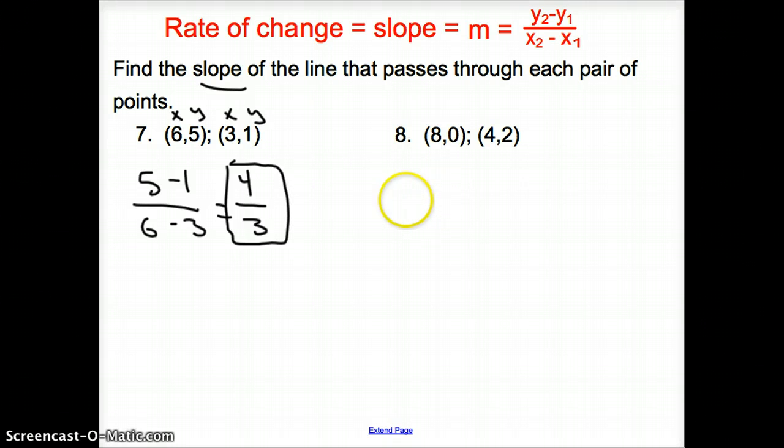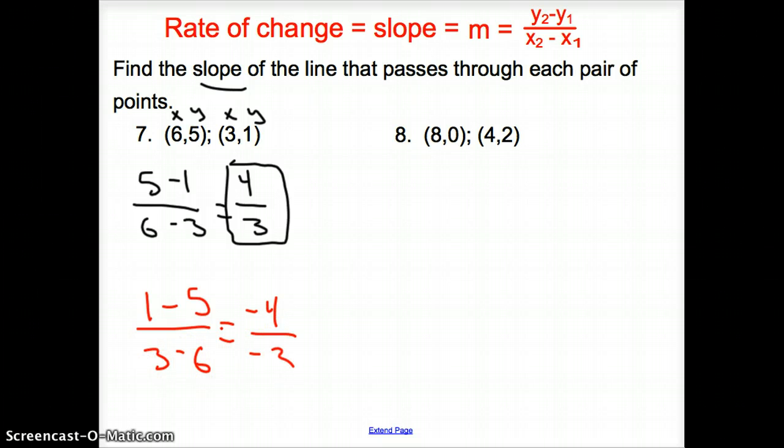Our rate of change is 4/3. Now, would we have got 4/3 if I used this point first? If I switched up my points, if I did it a different way, would I still get 4/3? Well, let's try it out. We go 1 minus, now I'm using this point first, 1 minus 5 over 3, I have to go back to that 3, minus 6. We subtract, we get 1 minus 5 is negative 4 over 3 minus 6, which is negative 3. Uh-oh, now we have two negatives, but wait, two negatives make a positive, so it is still 4/3. Okay, let's try one more.